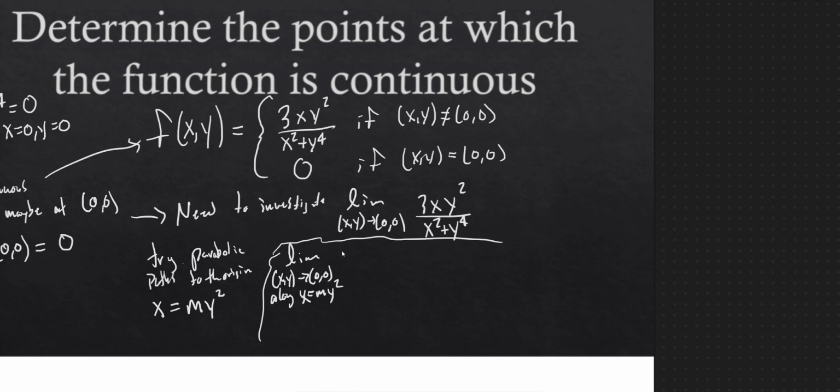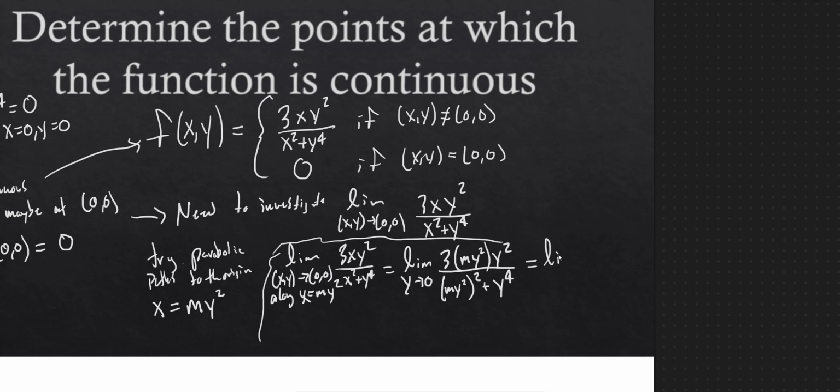All right, of the function 3xy squared over x squared plus y to the fourth. Well, if I'm going to the origin along this curve, then I want to send y to 0, and then x will go to 0, and my point will go to the origin. So I'm going to do the limit as y goes to 0 of, now I'm going to substitute my squared for x. So that's 3 times my squared times y squared all over my squared squared plus y to the fourth.